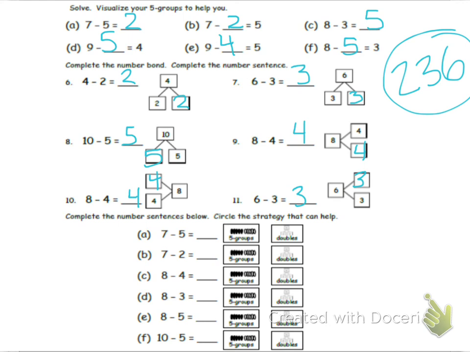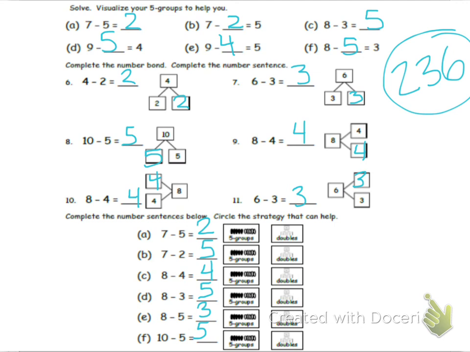Now let's look at this one. 7 minus 5. Well, if you need to draw your picture, you could. 7 minus 5 equals 2. Remember, check your work. 7 minus 2 equals 5. 8 minus 4 equals 4. 8 minus 3 equals 5. 8 minus 5 equals 3. 10 minus 5 equals 5.